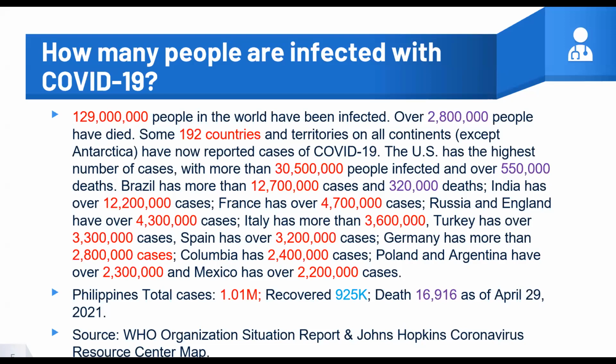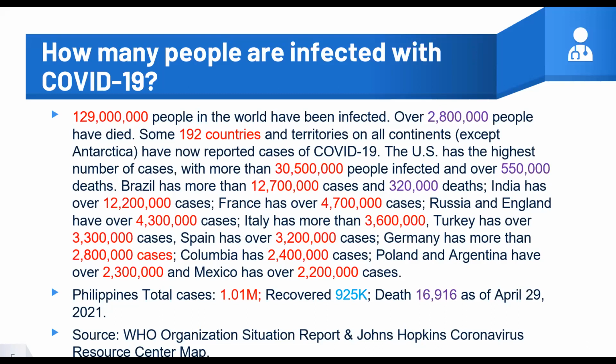So kailan lang to no guys, nag 1 year anniversary na siya noong February. Buti pa siya nag-anniversary. So how many people are infected with COVID-19? 129 million people in the world have been infected. Over 2,800,000 people have died. So dami na. Some 192 countries and territories on all continents except Antarctica have now reported cases of COVID-19.